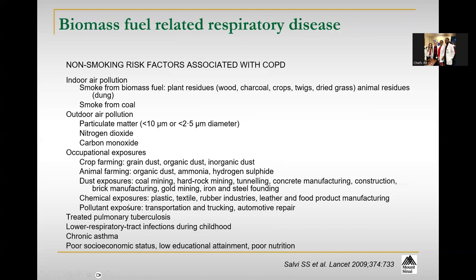Iron is still found in chemical exposures, like in the plastic, textile, rubber industries, leather and food product manufacturing. And in occupational environments where there is pollutant exposure, like in transportation and trucking, automotive repair. And so those are amongst the non-smoking risk factors associated with causation of COPD.